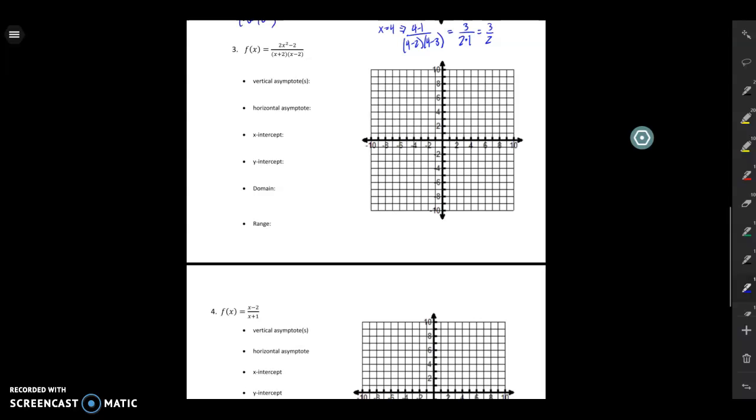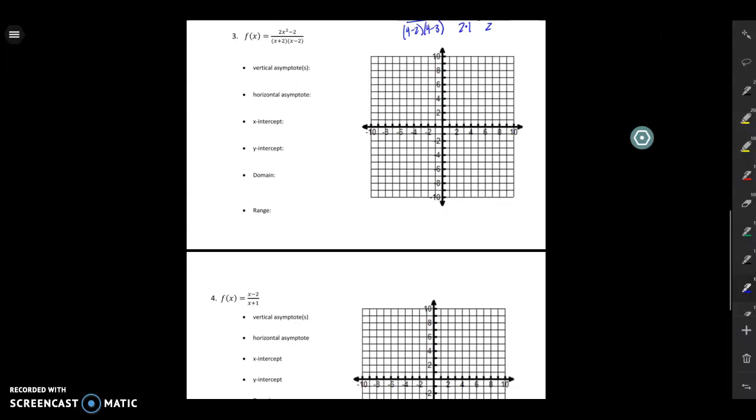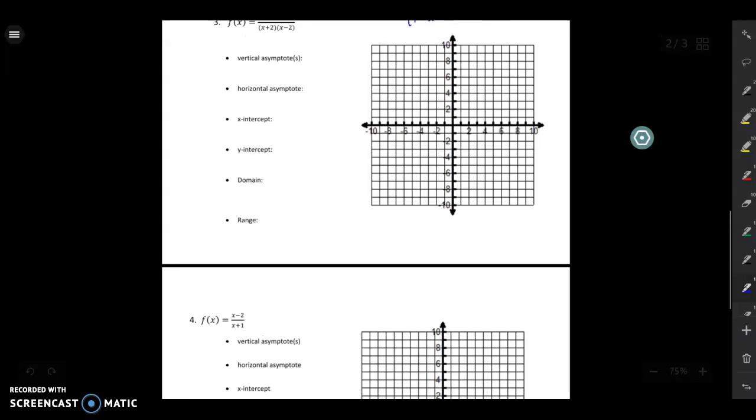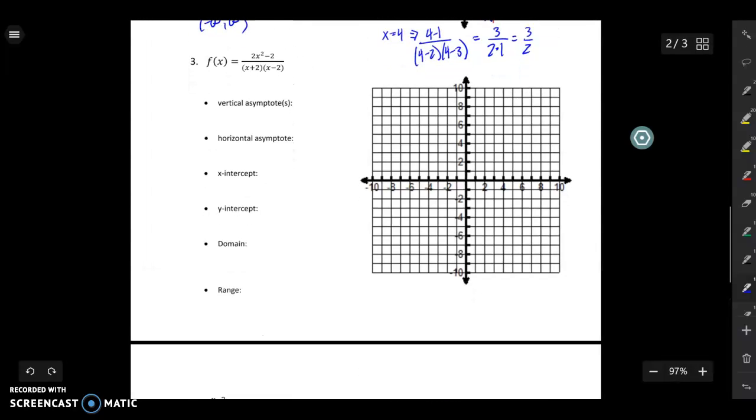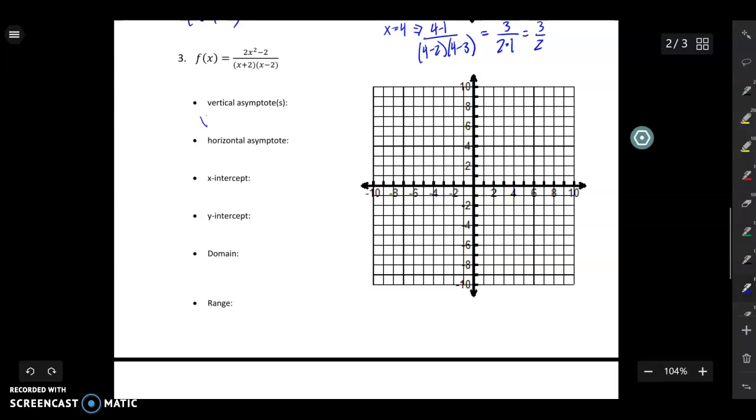In this video, we'll be looking at two more examples of graphing rational functions. So the first thing we're going to do is find the asymptotes and intercepts of this function in number 3. So the vertical asymptotes, remember, are the values that make the denominator equal to 0. So we have x equals -2 and x equals 2.